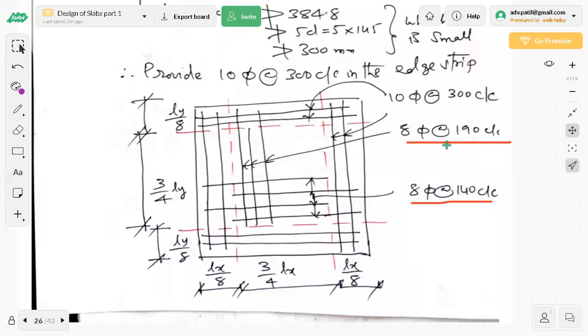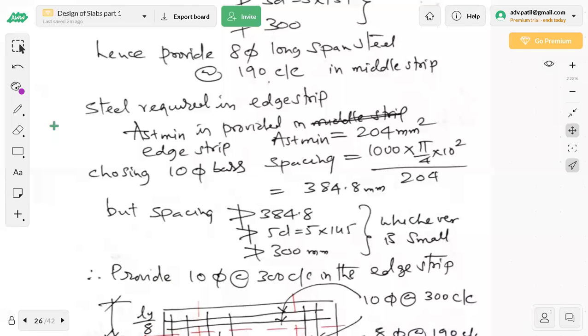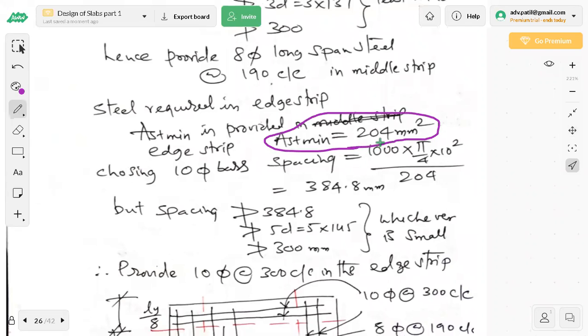How I got this one? 10.5 at 300 is using minimum steel formula. How much is that? 204. So in order to find the spacing in edge strips, what I should do? I should use this value. This is minimum of all the three. So using this value of AST for 10 mm, the spacing is 384.8.